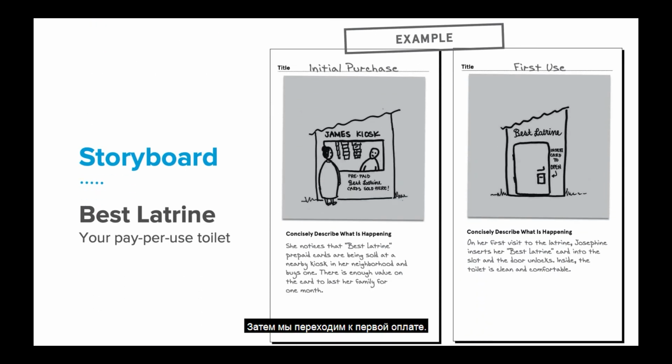Then we move into initial purchase. She notices that Best Latrine prepaid cards are being sold at a nearby kiosk in her neighborhood, and she buys one. There is enough value on the card to last her family for 1 month. And then we move into first use. On her first visit to the latrine, Josephine inserts her Best Latrine card into the slot and the door unlocks. Inside, the toilet is clean and comfortable.